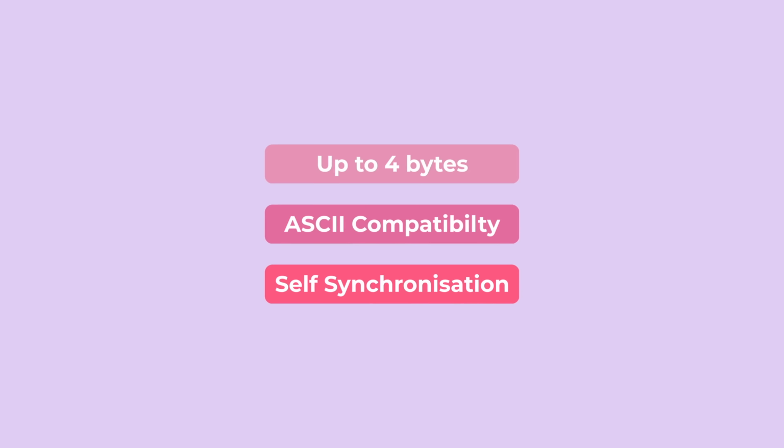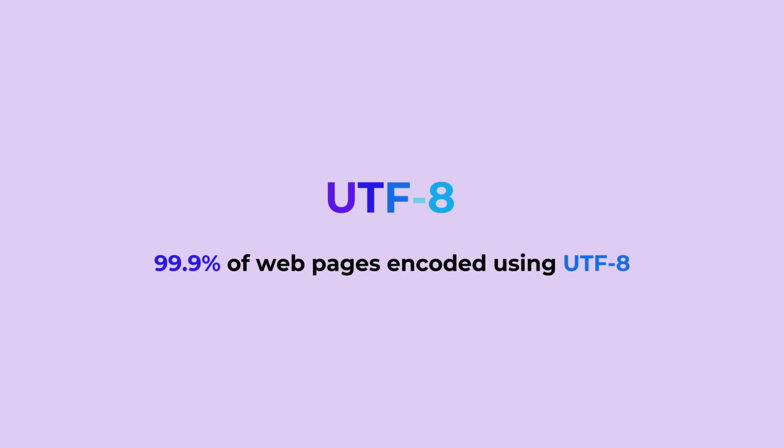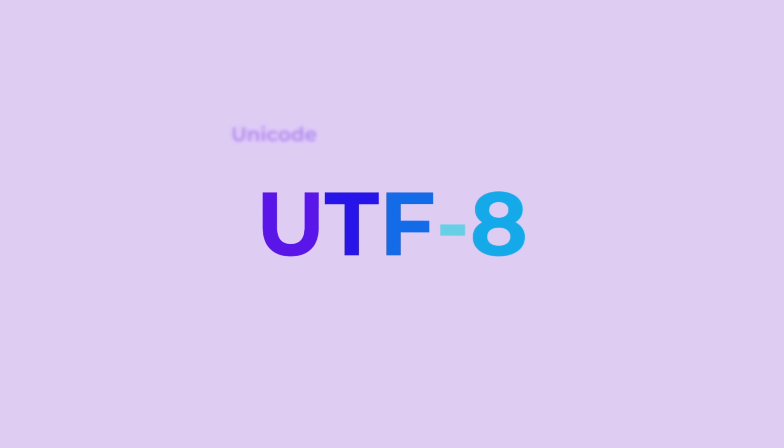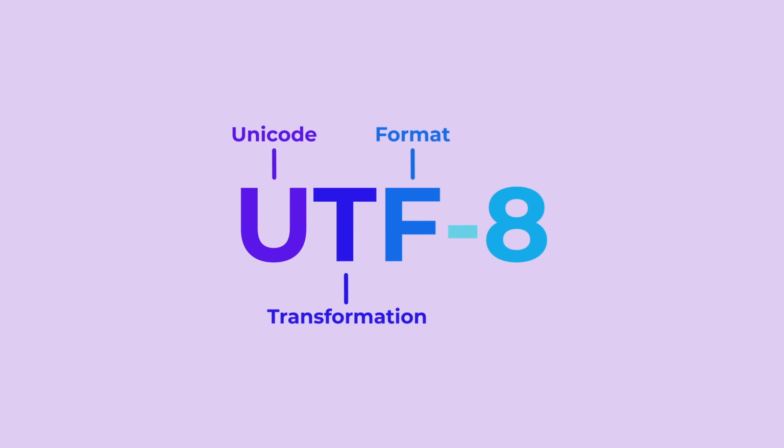It's these three innovations, the variable width encoding to support more code points, the preservation of full compatibility with ASCII, as well as the self-synchronizing property, that were eventually formalized into the standard we now call UTF-8, which is the de facto text encoding of browsers and the internet, with more than 99.9% of all web pages declaring a UTF-8 encoding. And just for completeness' sake, UTF itself stands for Unicode Transformation Format.